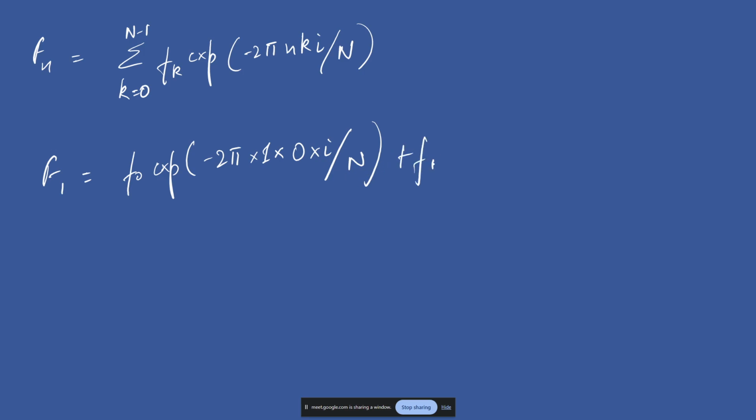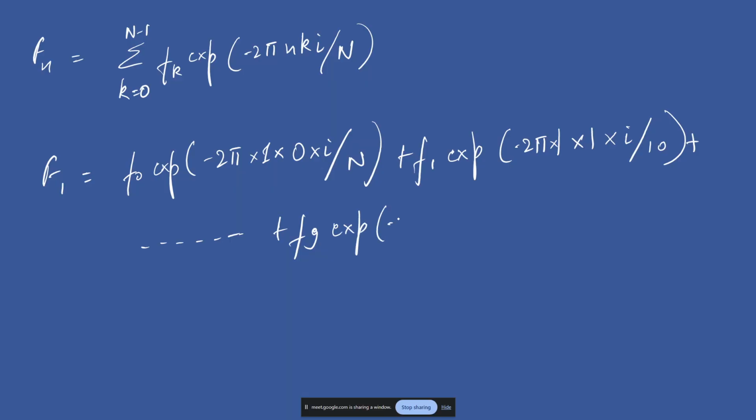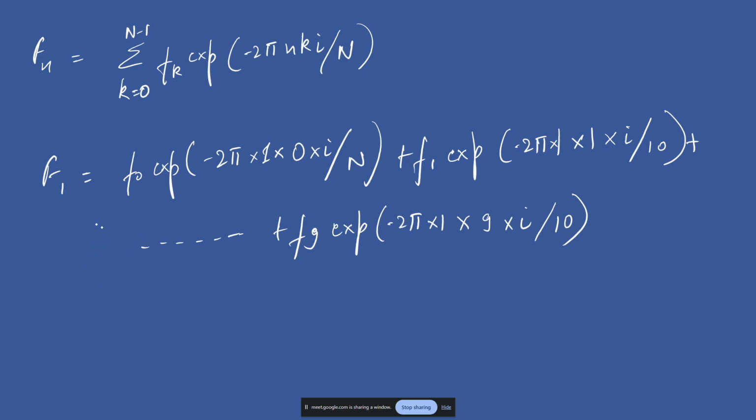Similarly, f1 exponential minus 2 pi into 1 into 1 into i by 10, plus f9 exponential minus 2 pi into 1 into 9 into i by 10. So this will give you your f1 value. This will give you your fn value.